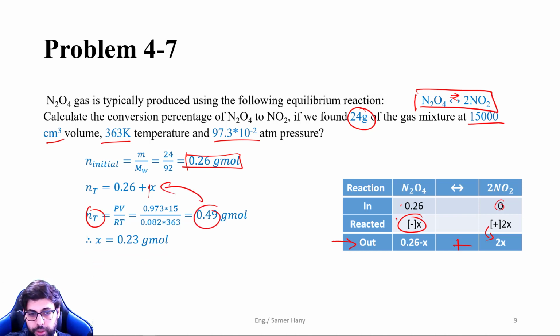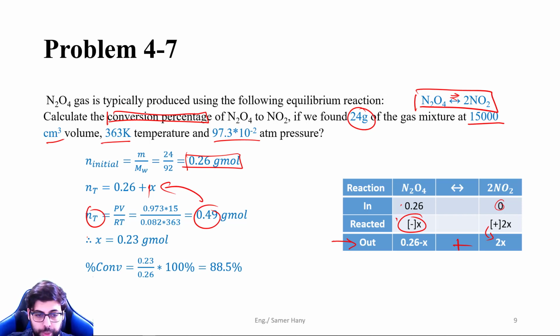All right, so we don't just need this X value, we need the conversion percent from the initial amount of N2O4. And the conversion is just, as we mentioned before, the amount that reacted over the amount that was initially introduced into the system as a reactant. So 0.23 gram moles that reacted here over the 0.26 gram moles that started the reaction, which is almost 90% conversion. All right, next problem.